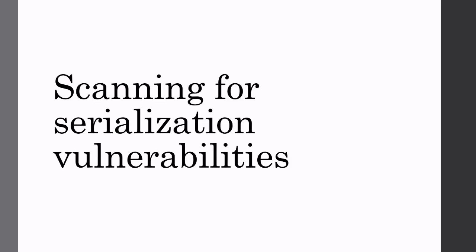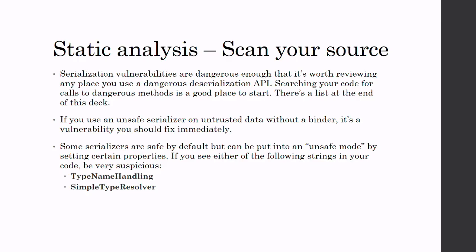So how can you scan for serialization vulnerabilities then? Well, first there's an obvious thing. You can look for potentially dangerous serialization APIs in your source code. You can do this just by grep or text-based search. There's the APIs themselves, and there are also indicators that APIs are being used insecurely. So if you see TypeNameHandling at all in your source, it probably indicates that someone is using JSON.NET in an unsafe way. Similarly, if you see SimpleTypeResolver, it's an indicator that JavaScriptSerializer or a related serializer is being used unsafely.